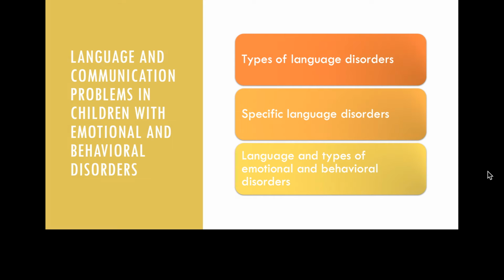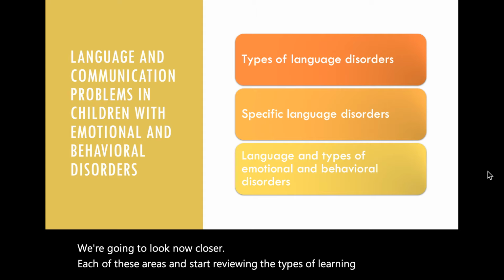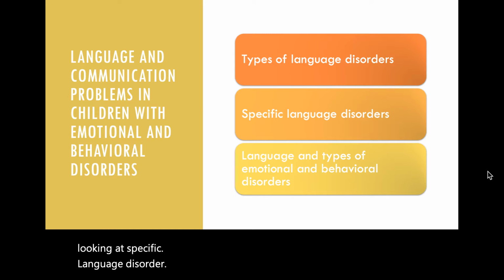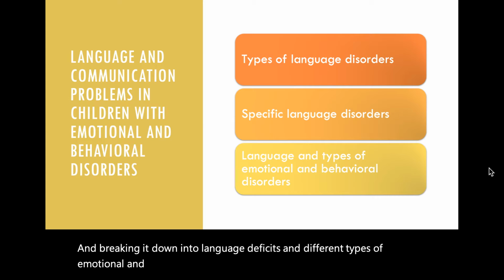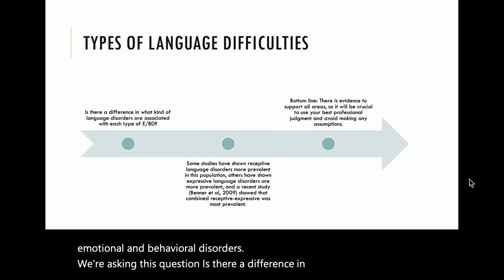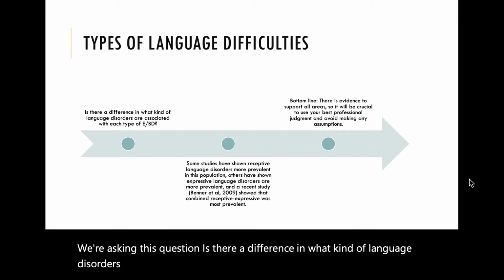We're going to look now closer at each of these areas and start reviewing the types of learning disability, looking at specific language disorder, and breaking it down into language deficits and different types of emotional and behavioral disorders. We're asking this question: is there a difference in what kind of language disorders are associated with each type of an emotional or behavioral disorder?